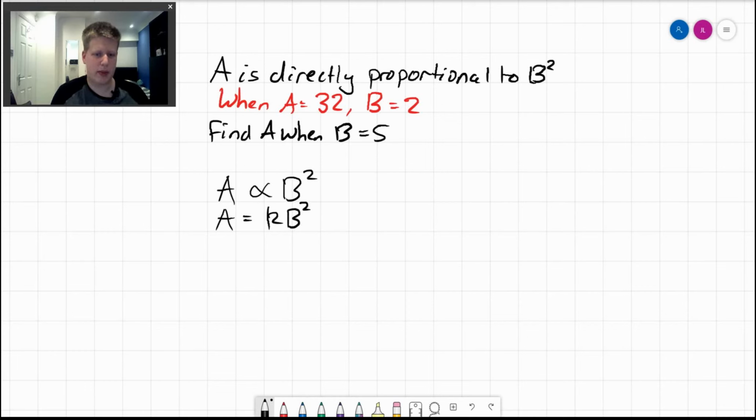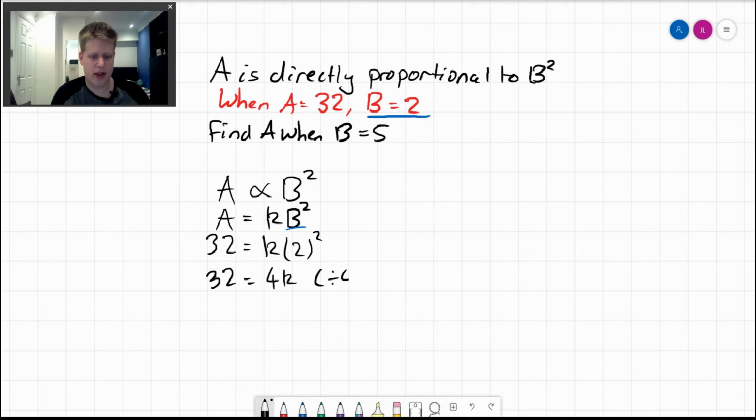Now let's sub in the numbers. 32 will be equal to k times 2 squared. Notice I did it like that because we said that b is 2, but the equation involves a b squared, so we need to make sure that the squared thing stays. Now let's find k. We know that 32 is equal to 2 squared is 4, so we're going to have 4 lots of k. Now let's divide both sides by 4, and we're going to get that k is equal to 8.